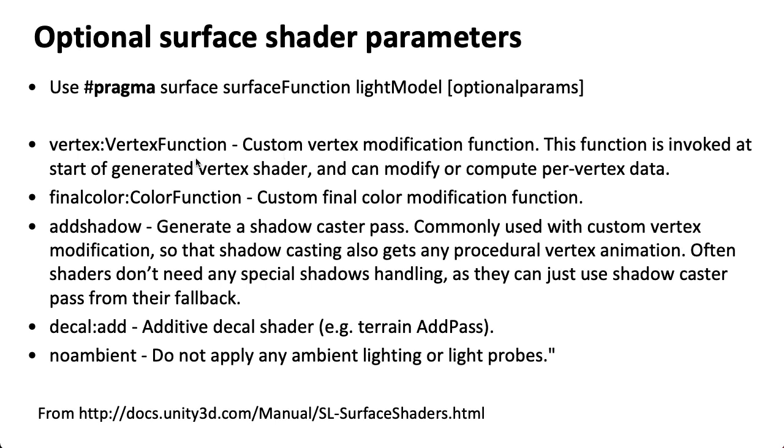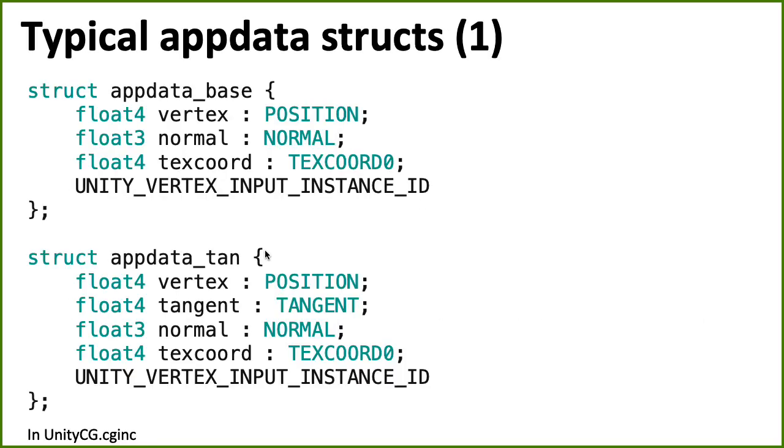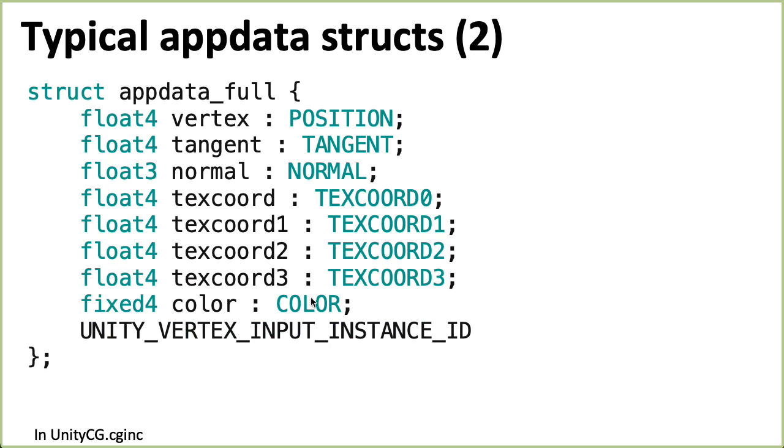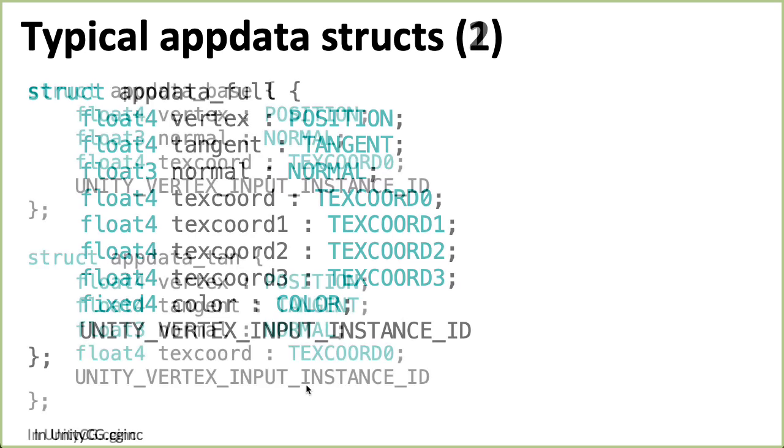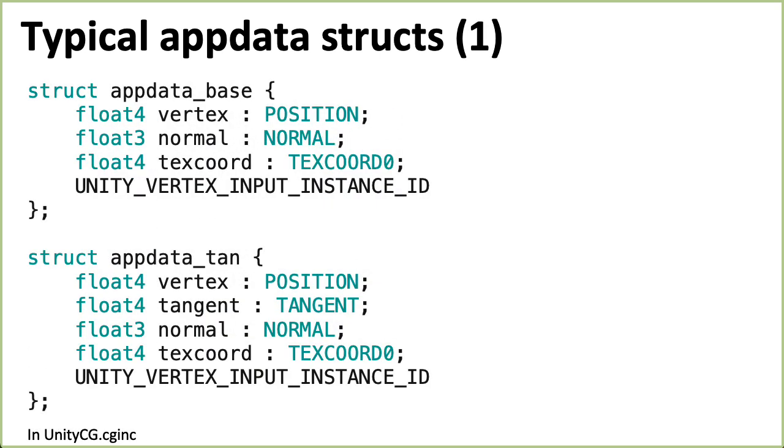I'll actually do an entire lecture on this, so I won't talk about that more now. Looking behind the scenes a little bit, if you look in Unity CG, you'll see some of the kinds of structures that Unity will use to pass data from the application into the vertex shader. That depends on what that particular shader needs. Again, this isn't something you need to worry about, really.